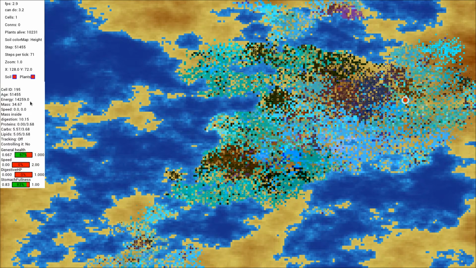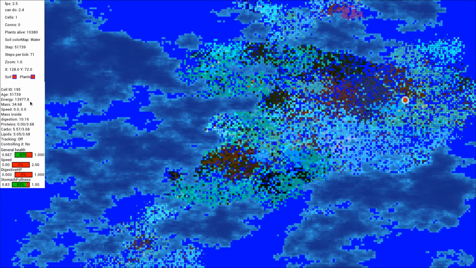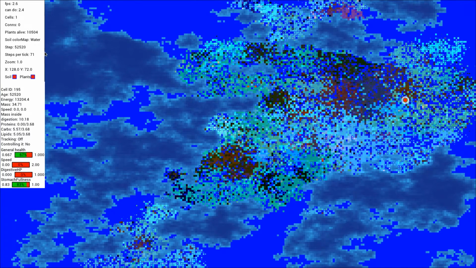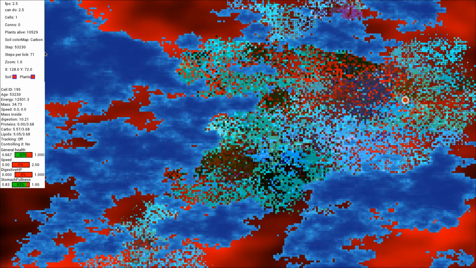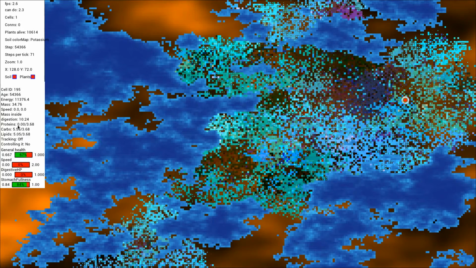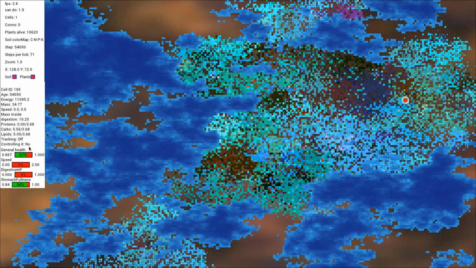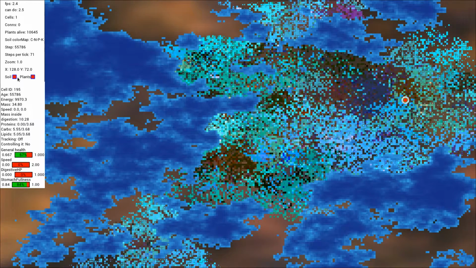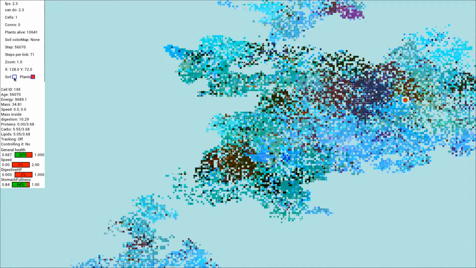Now I am changing the map. Now you can see water distribution, carbon distribution, carbon, nitrogen, phosphorus, potassium, and all at the same time. I can make invisible plants or soil.